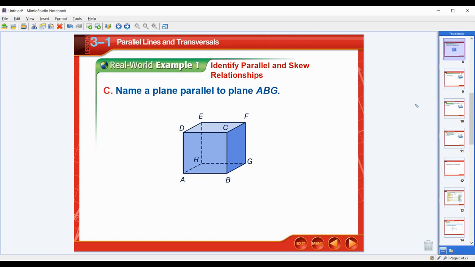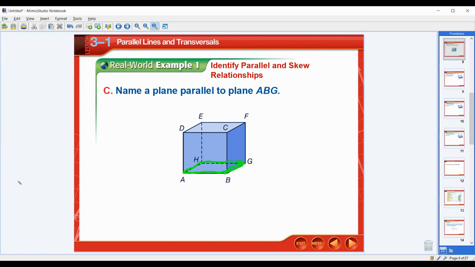All right, name a plane parallel to plane ABG. So I'm going to go ahead and outline ABG here. ABG would be this entire plane here, which is our bottom face.